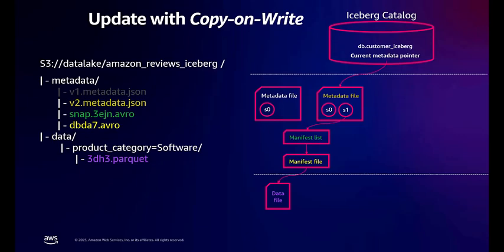Now let's have a look at update. What happens in an update with copy on write? As I mentioned, you have your Iceberg catalog, and the catalog is typically nothing but a URL. It points to a metadata pointer, which is a metadata file.